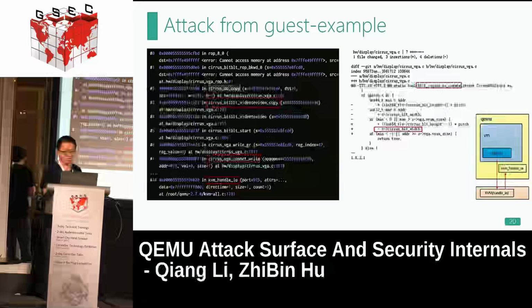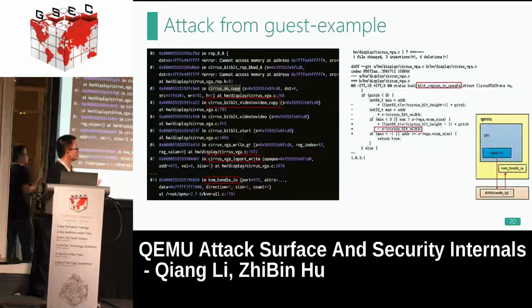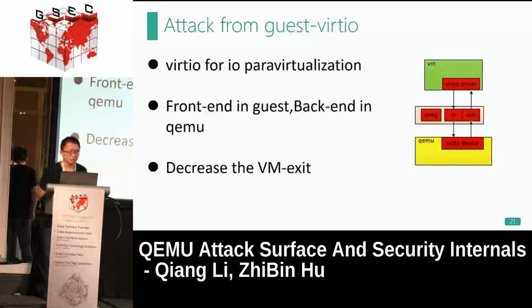QEMU's vulnerabilities are mostly in things like the VLAN, the VGA, and the USB device simulation. A lot of devices have a lot of vulnerabilities. So let's talk about VirtIO. I have said that traditional device simulation has low performance.